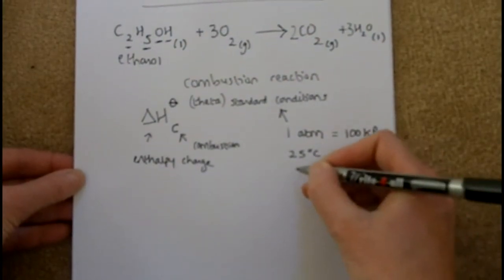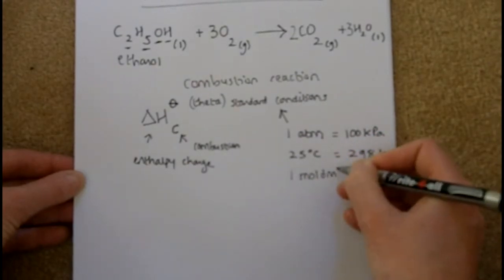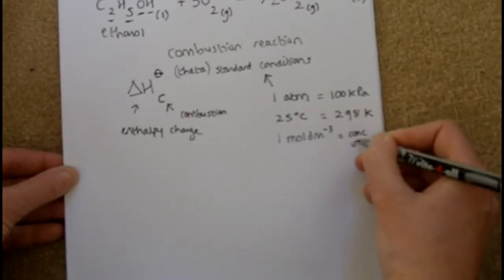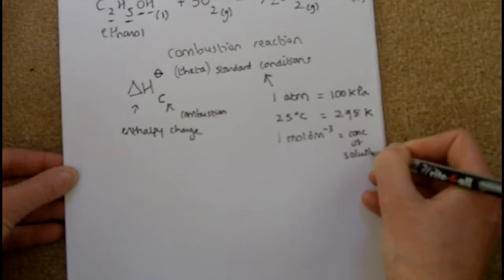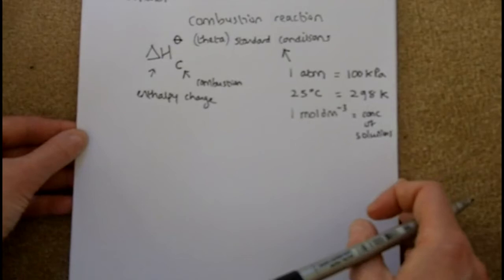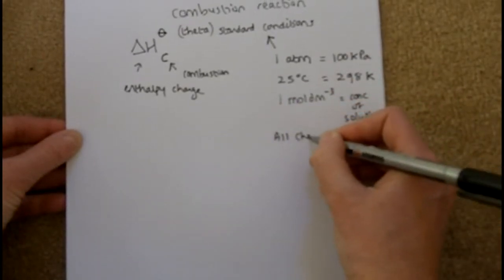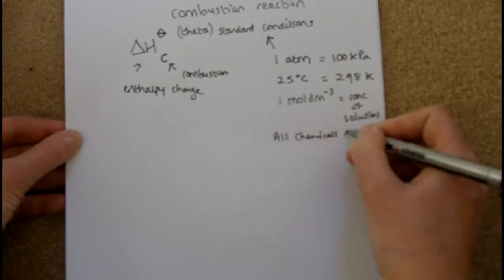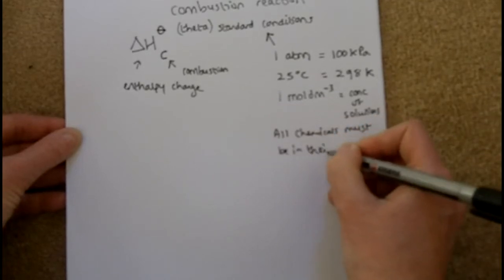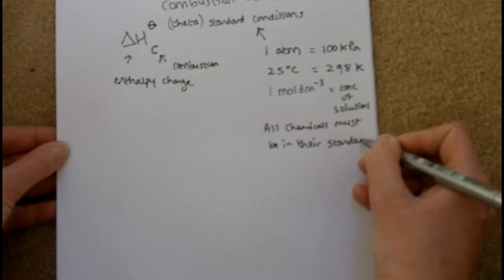If you have a solution, the concentration of the solution has to be 1 mole per decimeter cubed. That's the concentration of any solutions. This is called standard conditions. And then finally all chemicals must be in their standard states at this temperature and pressure. And that is why state symbols are so important.